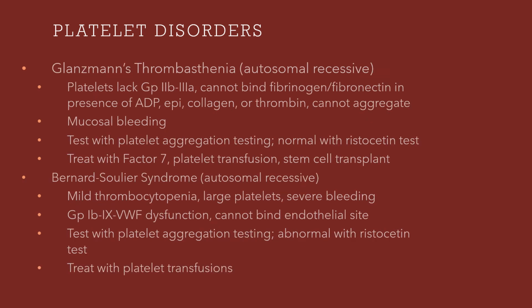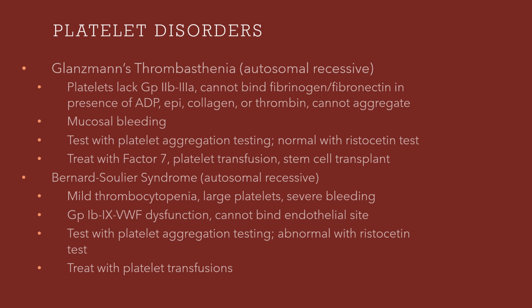So now we'll move on to the qualitative platelet disorders. These are the problems with the platelet function. Glanzmann's thrombasthenia is the first diagnosis to talk about. This is autosomal recessive. The patients don't have the GP2B3A, so they can't bind fibrinogen and then they can't aggregate. They will present with mucosal bleeding because those platelets can't aggregate at the site of rapid cell turnover.